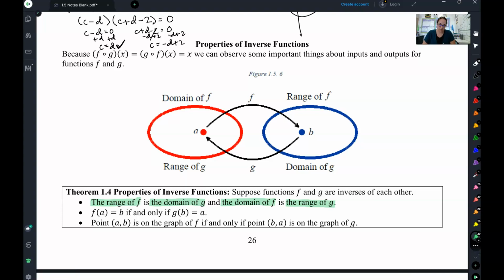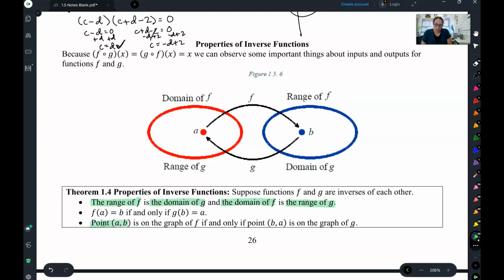They're flip-flopped. We're going to use that in a second to find range by hand, which we've talked about in previous lessons is kind of hard to do. It's easy to find the domain by hand. We just do denominators and even roots. Finding range by hand is a little more difficult, and this gives us a way to do that, and I'll show you an example of that in just a second.